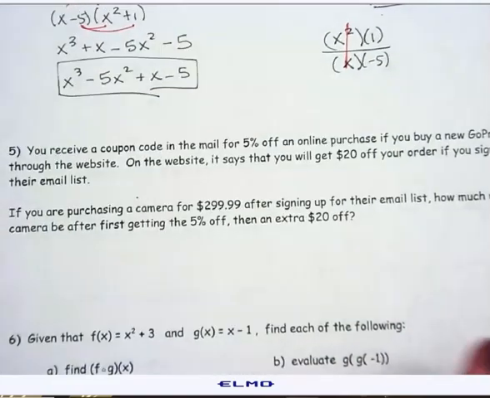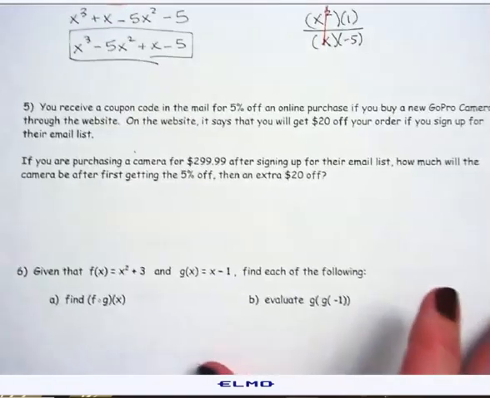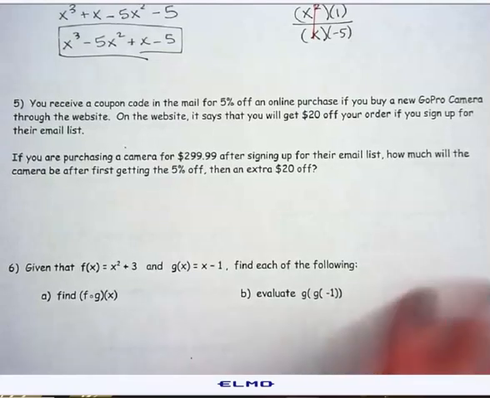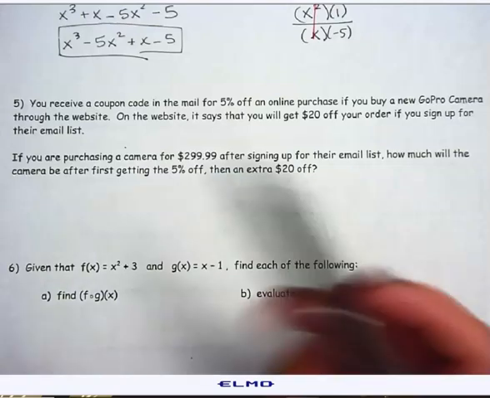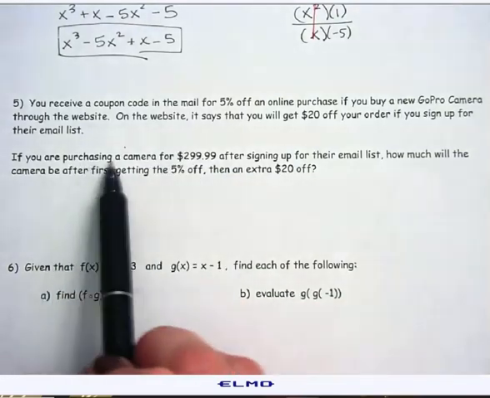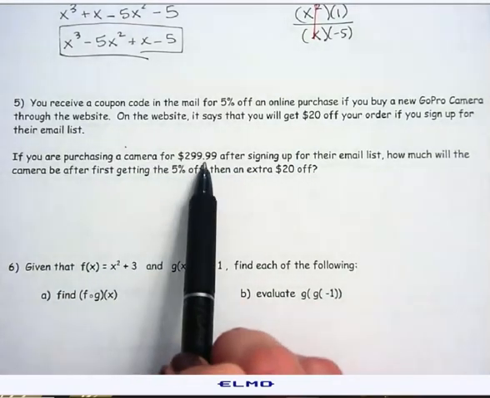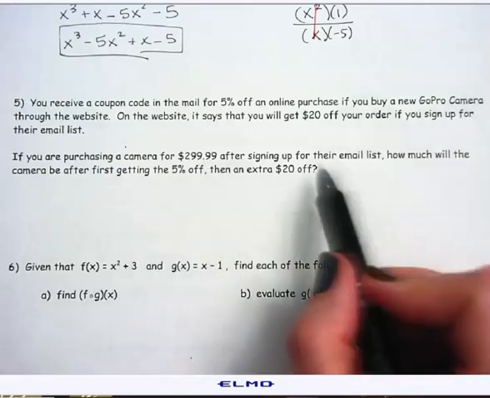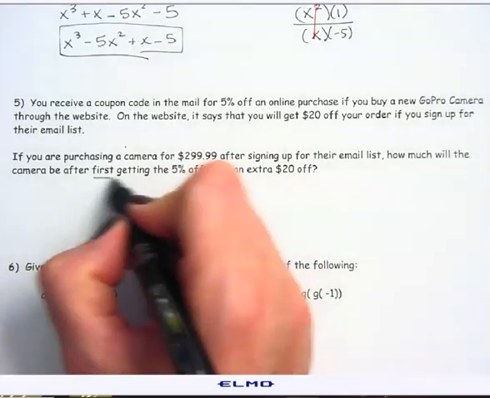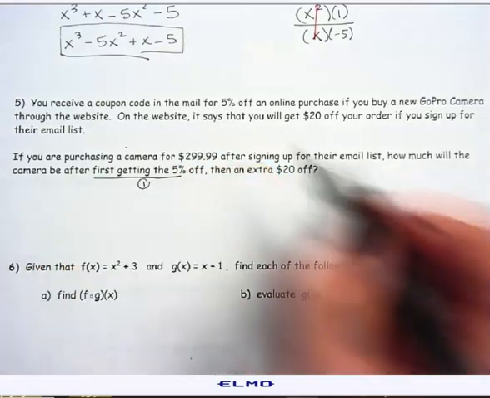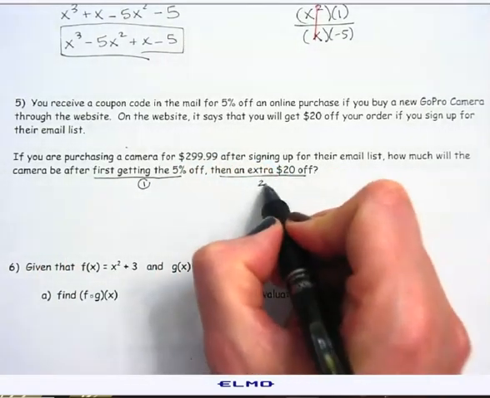So if you haven't read through number 5, I want you to pause your video and do that now so you can get an idea of what it says before I talk about it. All right, so I'm going to start right here. You are purchasing a camera for $299.99 after signing up for their email list. How much will the camera be after first getting the 5% off, then an extra 20% off?